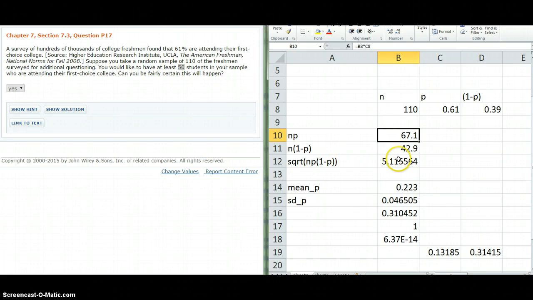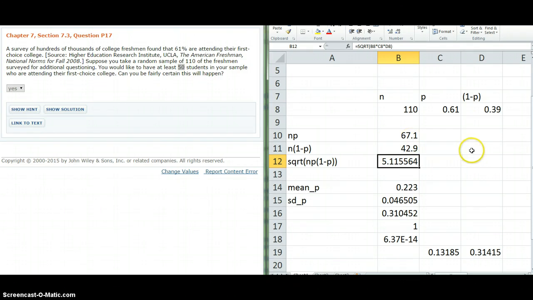So the other thing to take into account is the square root of n times p times 1 minus p, which is the standard deviation, so 5.11. So what I want to know is how much of a chance is there that I'll get less than 50, knowing that the mean of this normal distribution is 67 with a standard deviation of a little over 5. Well, real quickly I can see that 50 students would be over 3 standard deviations under the mean.